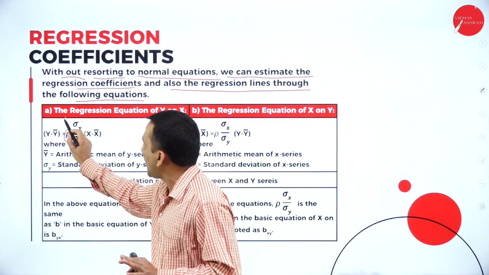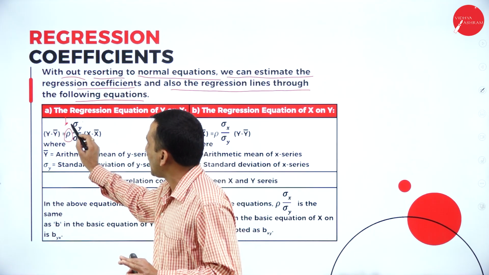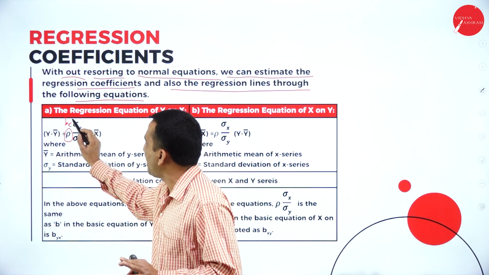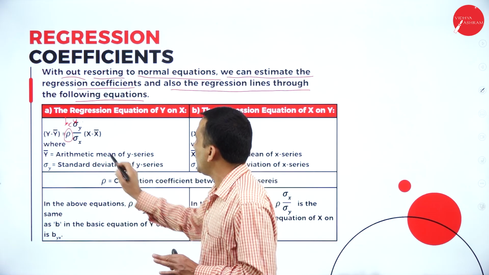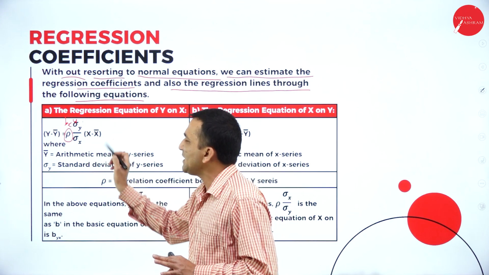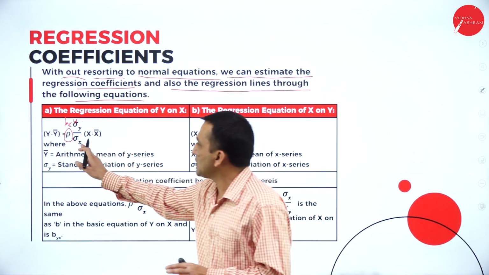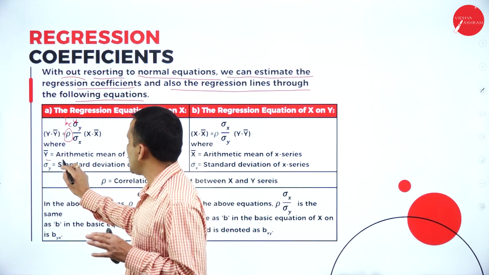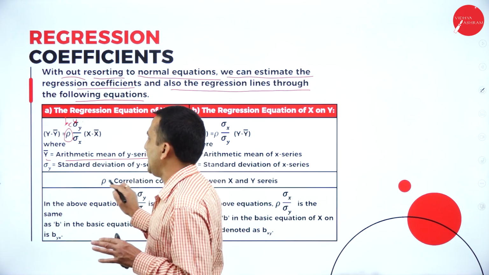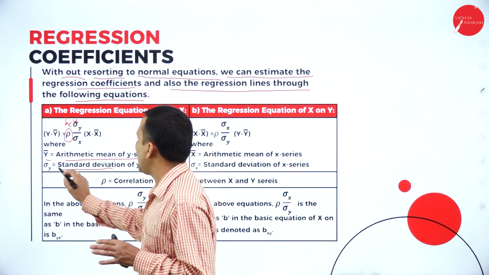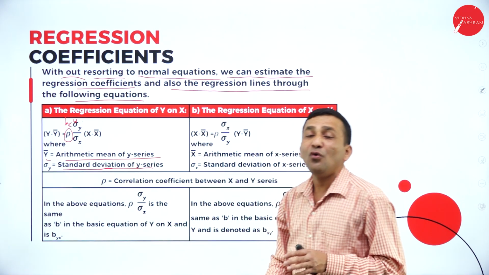So instead of writing y minus y bar, here we are writing x minus x bar, so b xy. In this case it is into my x minus x bar. From the x series we need to find out the mean value. So this is your simple formula. Here x bar is nothing but the arithmetic mean of the x series, and standard deviation sigma y is nothing but the standard deviation of the y series.